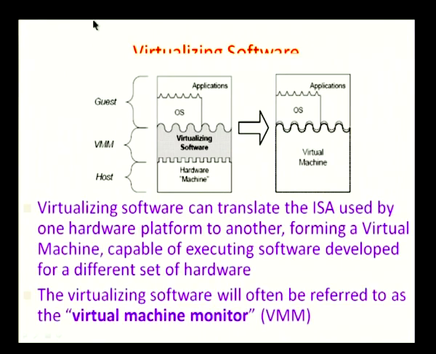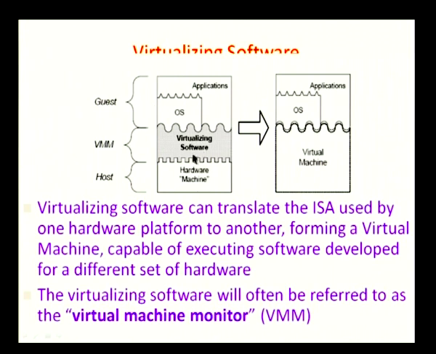Then this is the definition of the virtualizing software. Say you have the actual hardware machine, then you have the virtual machine monitor, that is VMM, which is called the virtualizing software, and above that it is possible to create your OS and application. Now, whenever you get a new virtual machine, again this will become a virtual machine, and above that you can install the OS and other applications also.